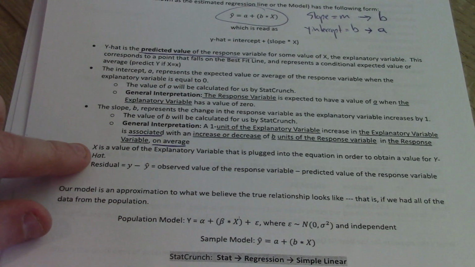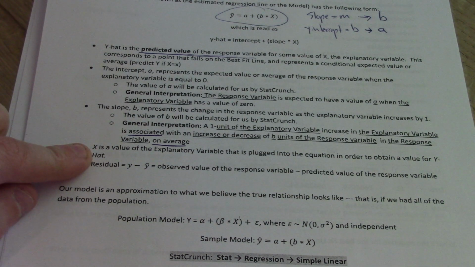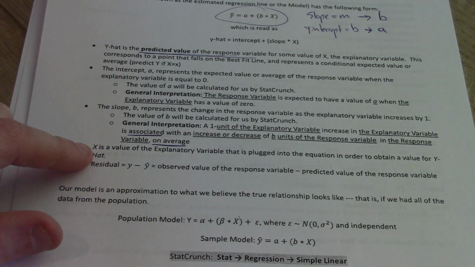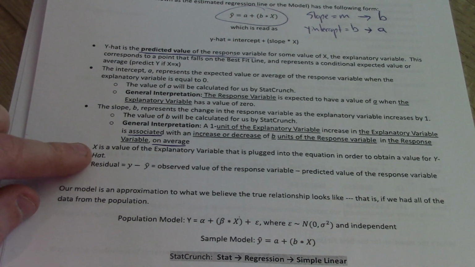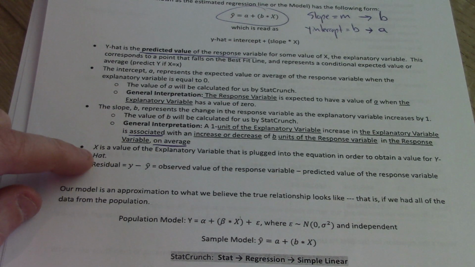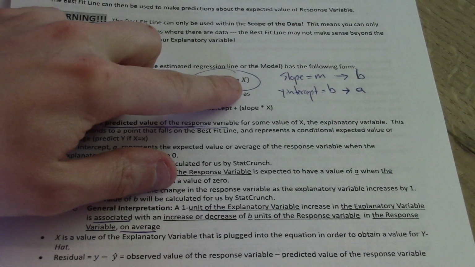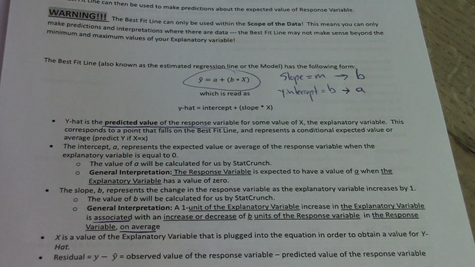Within the best fit line, the x you see, you plug that in. You decide what x you want to make a prediction for, what value of the explanatory variable. So in this case, age. If we want to predict what the advertised price will be for a 2-year-old car, then x would be 2. So we just plug that into the best fit line for the x.